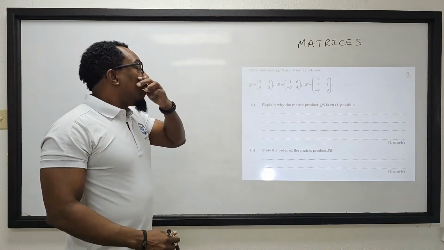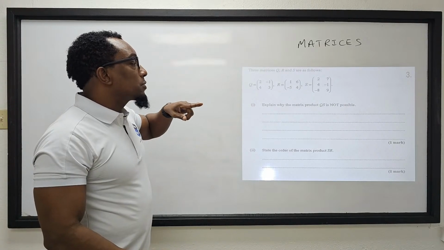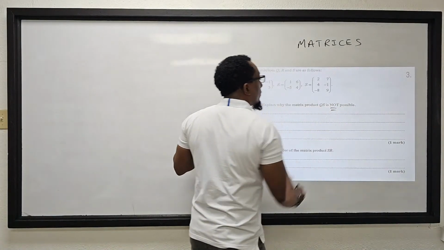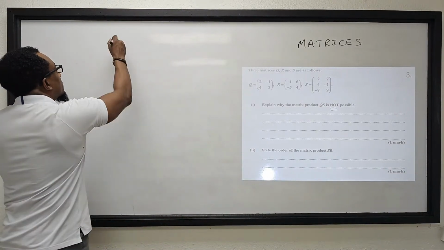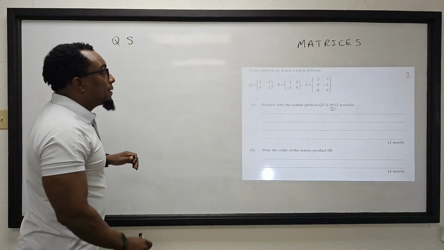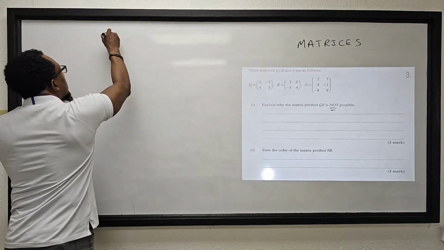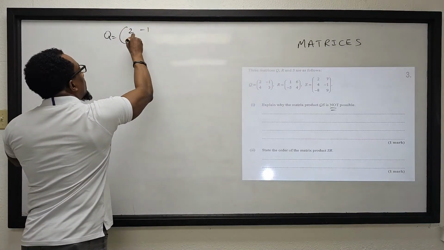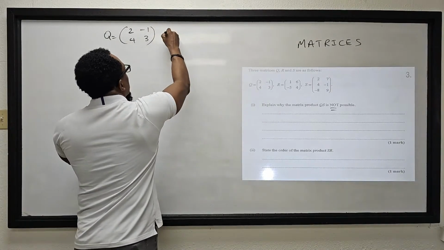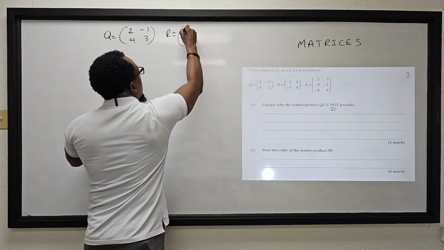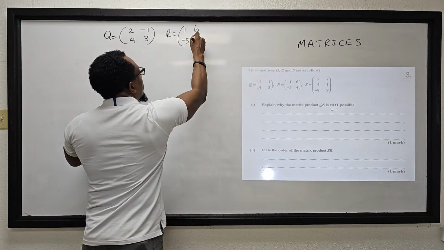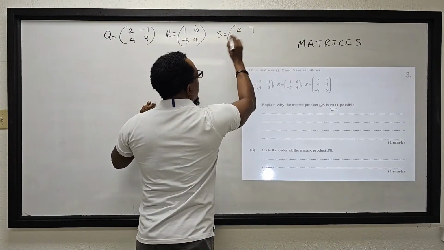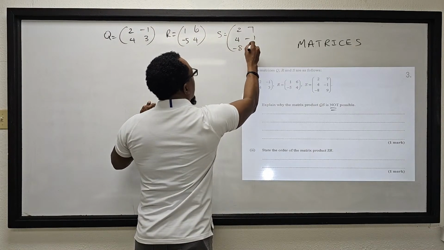So this one, explain why the matrix product QS is not possible. So QS is Q multiplied by S. Let me write down what is matrix Q first. Matrix Q, the elements are 2, negative 1, 4, 3. Matrix R, the elements are 1, 6, negative 5, 4. And matrix S, the elements are 2, 7, 4, negative 1, negative 8, 9.